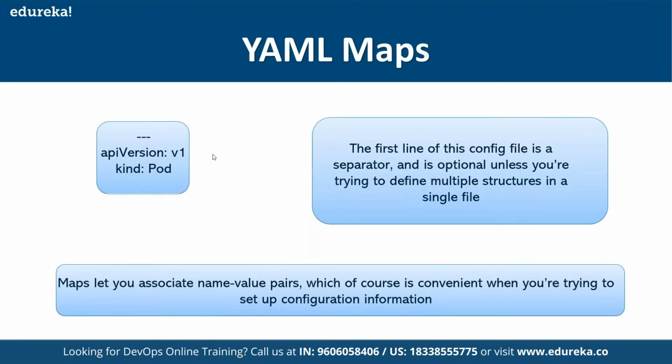Whenever we are defining anything, especially when we write any YAML file, the first line of this config file is a separator. It's actually optional. And then here we have mentioned the app version, the version of my application, and we have mentioned the kind. The kind means it's a pod object. This kind is going to tell Kubernetes what is the type of object being defined. So here in this example, I have mentioned the kind as pod.